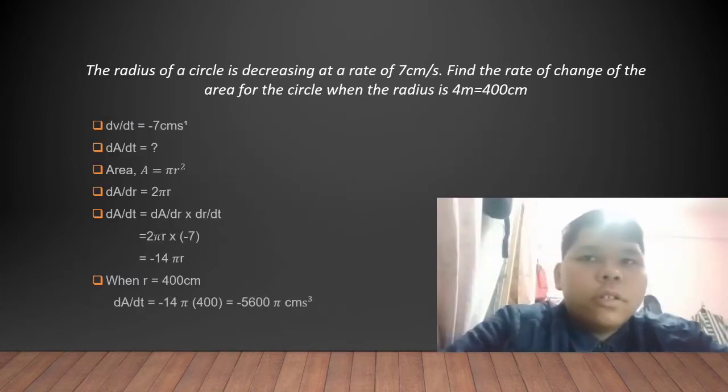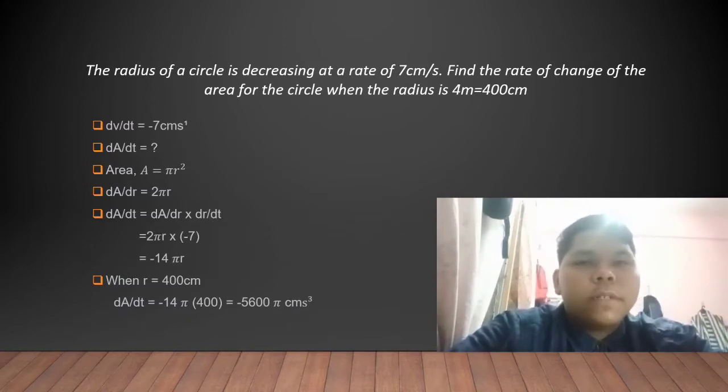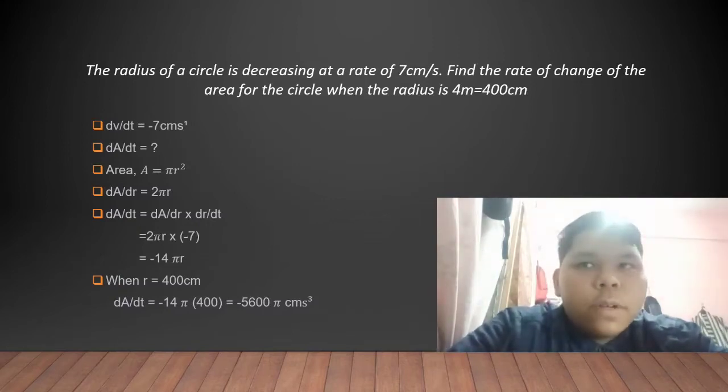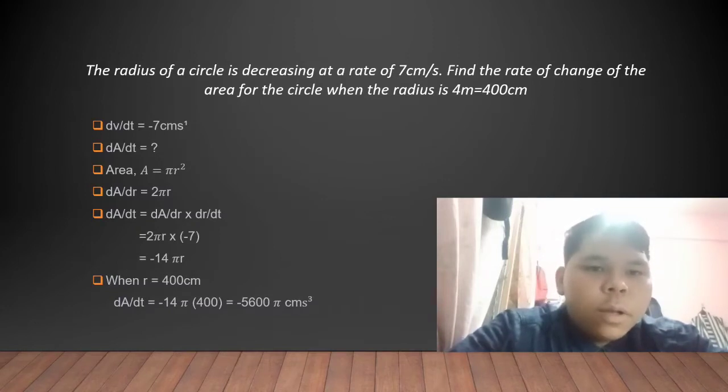The question given is: the radius of a circle is decreasing at a rate of 7 cm per second. Find the rate of change of the area of the circle when the radius is 4 meters, equal to 400 cm. The dr over dt that we have is negative 7 cm per second, while the dA over dt is unknown. We need to find the area first. The formula for the area is A equals pi r squared, and then the formula for dA over dr is 2 pi r.